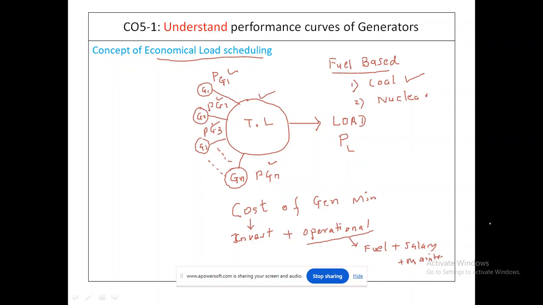Sorry for the disturbance. So now here we are considering only operational cost, and in the operational cost we have fuel cost, salary cost plus maintenance cost, and we are considering only fuel cost, and this fuel cost is to be minimum. That is what we call economical load scheduling.